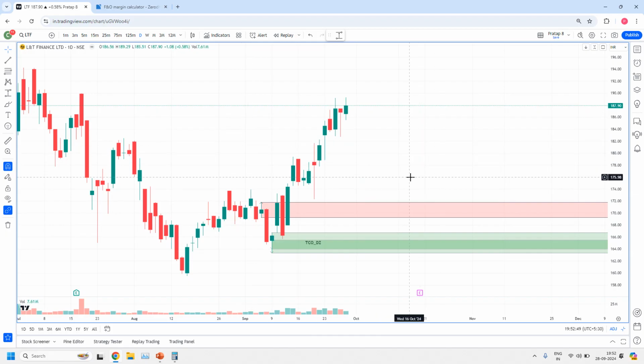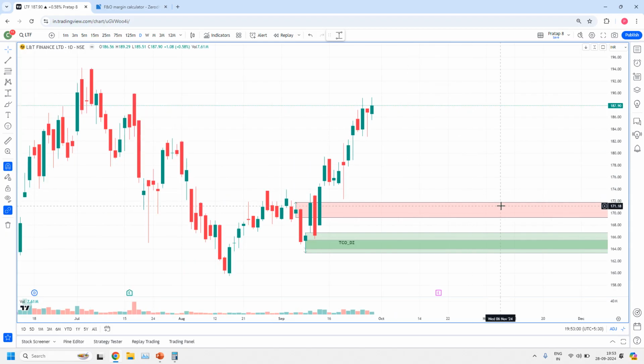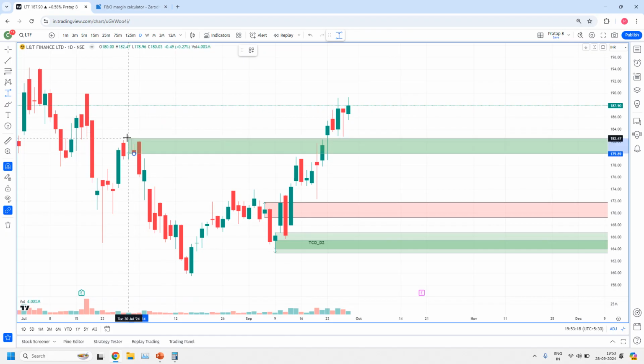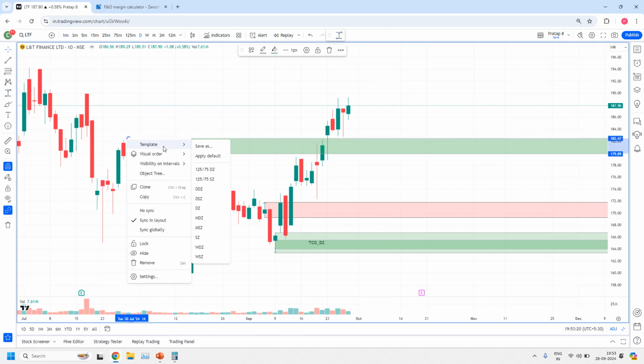So where can you plan the trade? Where are the supply zones? The next supply zone on the daily time frame could be your target zone. So here you have a daily supply zone available. You have a drop candle, two base candles, drop. So this could be your daily supply zone.